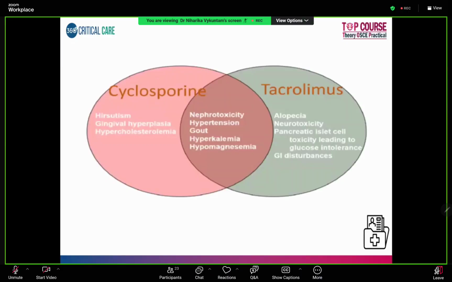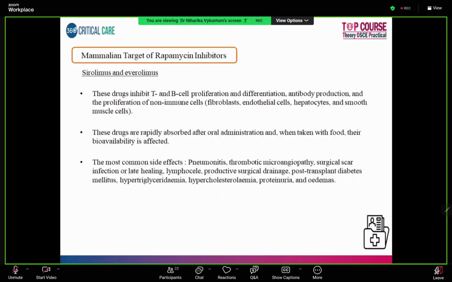Now coming to the side effects of cyclosporin and tacrolimus. Cyclosporin causes hirsutism, gingival hyperplasia, and hypercholesterolemia. Whereas tacrolimus causes the opposite, alopecia. It has an increased risk of neurotoxicity, and it causes pancreatic islet cell toxicity leading to glucose intolerance, and it has some GI disturbances. Both together have nephrotoxicity and increased chances of hypertension, gout, hyperkalemia, and hypomagnesemia.